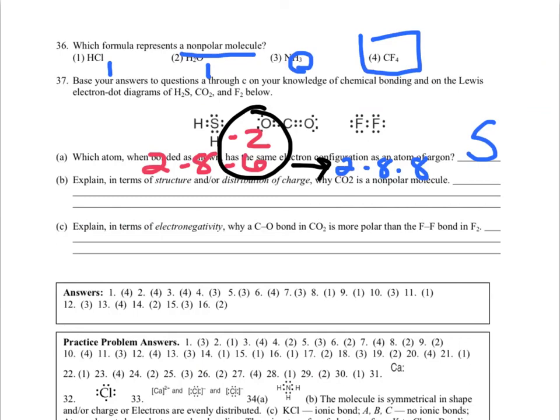So carbon dioxide is nonpolar because it has a symmetrical distribution of charge. Now, the carbon-oxygen bond is more polar than the fluorine-fluorine bond because the electronegativity difference between carbon and oxygen is 3.4 minus 2.6, or that would be 0.8, versus the electronegativity difference of fluorine would be 0.